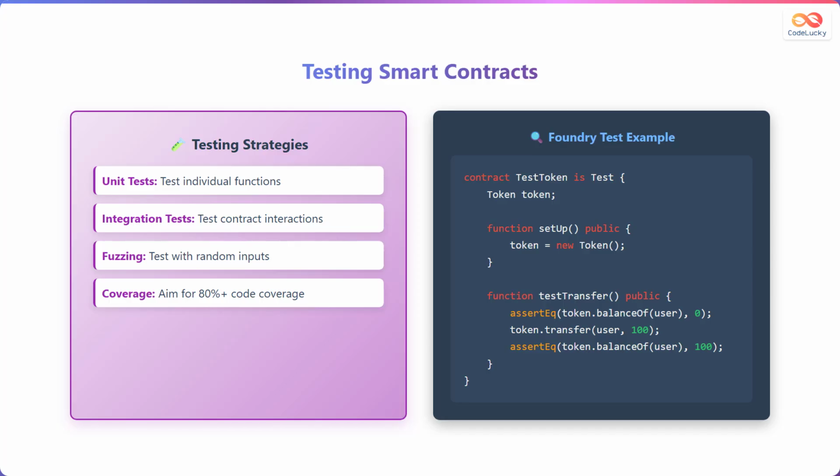Comprehensive testing is essential for smart contract reliability and security. There are several testing strategies to employ. Unit tests focus on individual functions, verifying that each function behaves correctly in isolation. Integration tests examine how different contracts interact with each other, ensuring the entire system works as expected. Fuzzing involves testing contracts with random or unexpected inputs to discover edge cases and potential vulnerabilities. Code coverage should aim for at least 80% to ensure most code paths are tested. Popular testing frameworks include Foundry, which provides fast native Solidity testing capabilities with assertion functions and setup procedures.